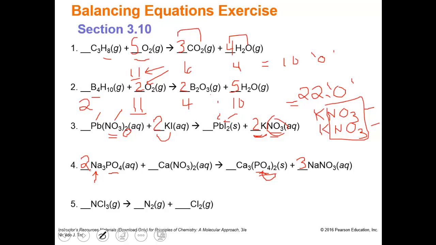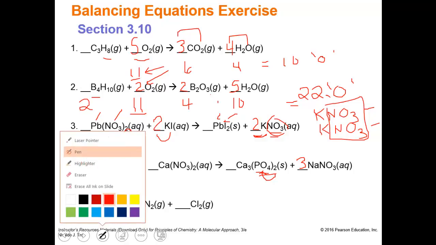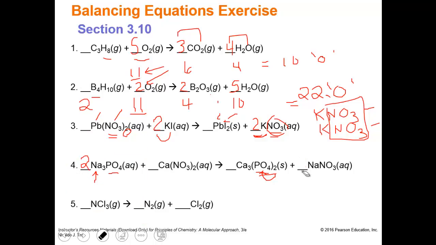I just messed up my sodiums. So I'm going to get my eraser here. And so I have right now 2 times 3 sodiums, or 6. So I'm going to change that over here to a 6. And I have 2 times the entire PO4 group, because I have 2 PO4s on the right. Let's go to the next molecule then.